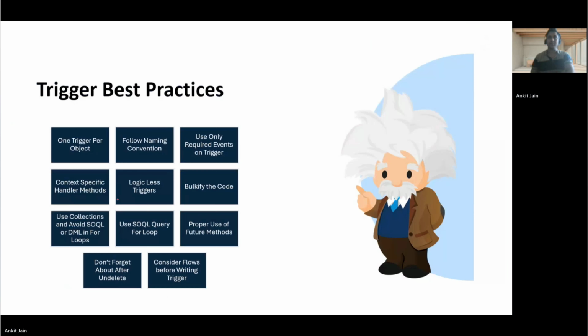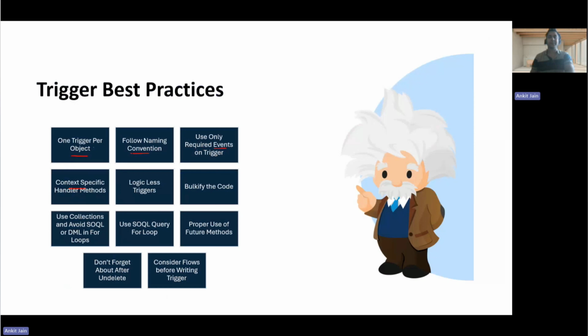There are a few best practices that you should always follow whenever you are writing a trigger. Make this a habit, even when you are practicing. First, always go for one trigger per object. Always follow a logical naming convention. In your trigger, only define the logical events. Don't write all 7 types of events in the trigger.